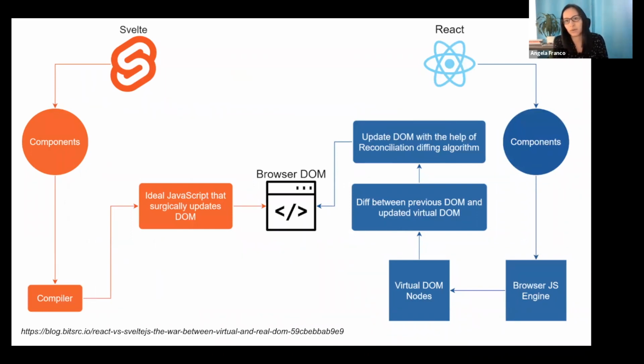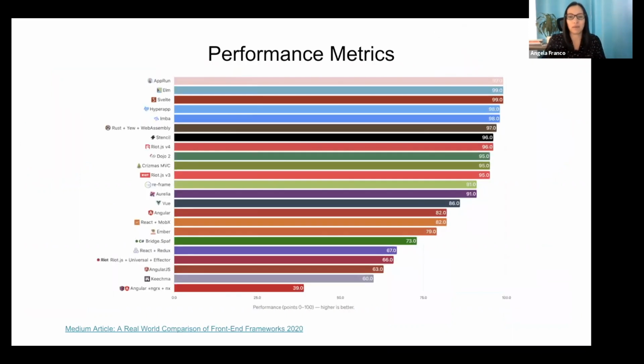We'll start with React on the right. As you can see here, with React, you build your components. The compiled code runs in the browser JavaScript engine, monitoring changes to the virtual DOM, then comparing the previous DOM with the updated virtual DOM, and finally using a reconciliation algorithm to update the browser DOM. Now, if we look at Svelte on the left, with Svelte, you build your components, and Svelte compiles your code into ideal JavaScript that surgically updates the DOM. This results, of course, in code that is much faster and smaller, as we can see on these metrics.